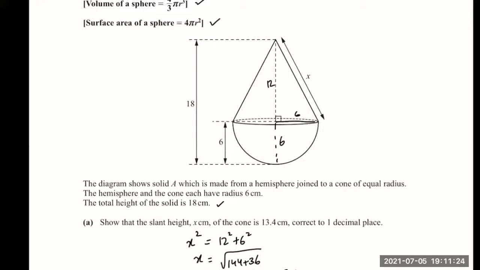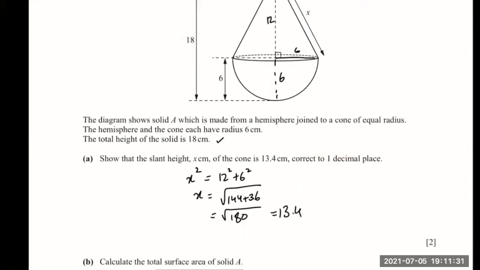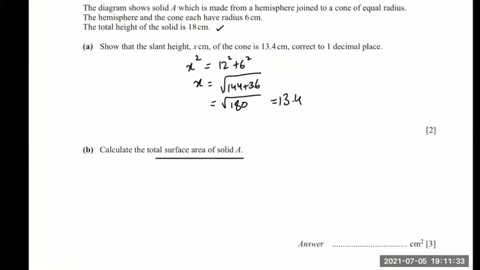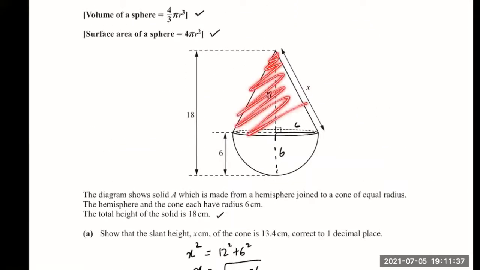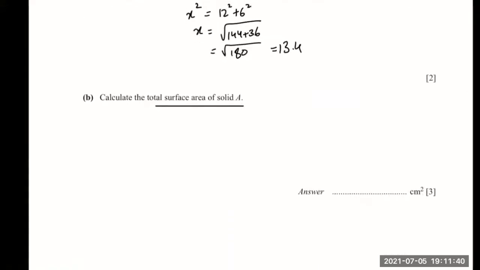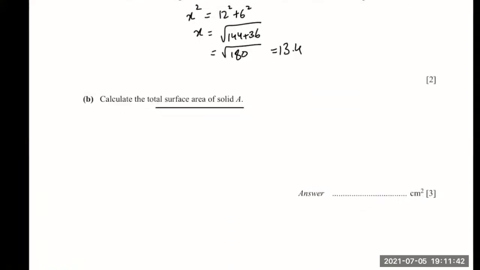Then it says calculate the total surface area of solid A. Okay, the solid A is the entire solid. It's not just one part of the solid, it's the entire solid. So I'm going to say the total surface area of solid A. Remember that when I'm talking about the surface area, only the curved surface area of the cone is visible. So I'm going to say curved surface area of a cone. That gives me pi r L.